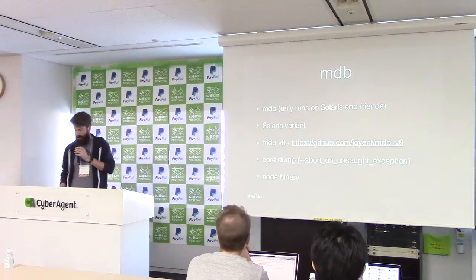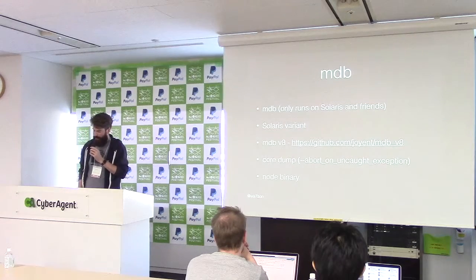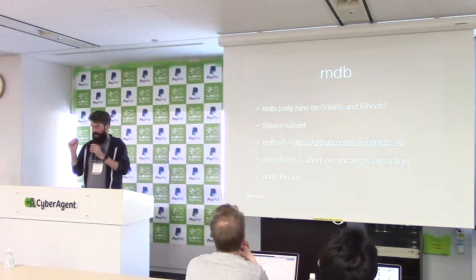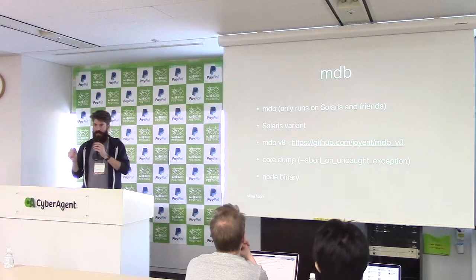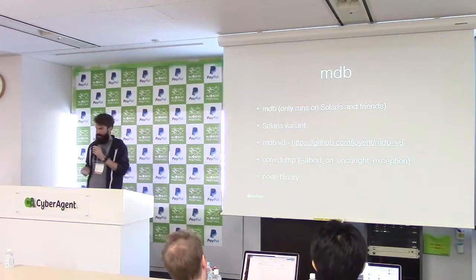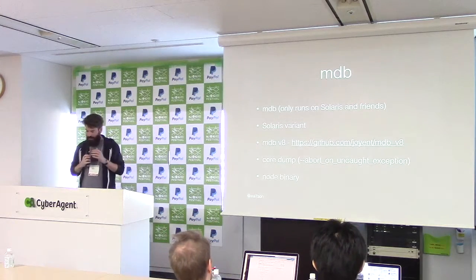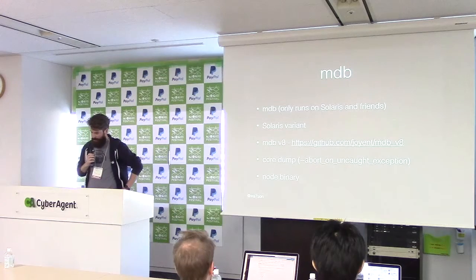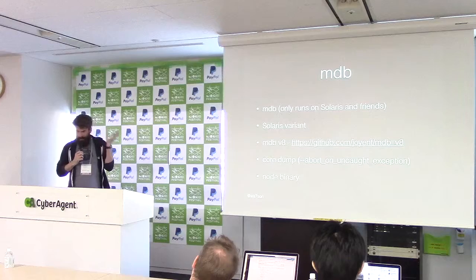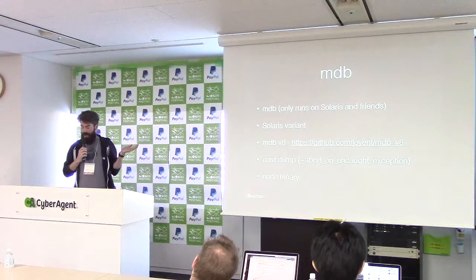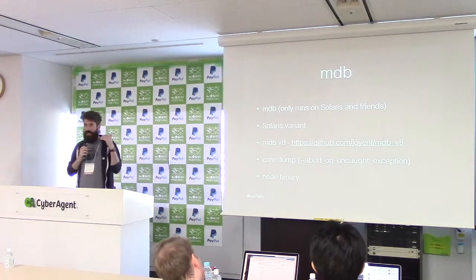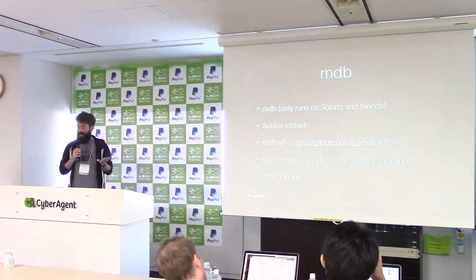And Joyent made a V8 version of this so you can inspect V8 core dumps. And if you run your Node app with abort on uncaught exception, then it will automatically make a core dump for you whenever it crashes.